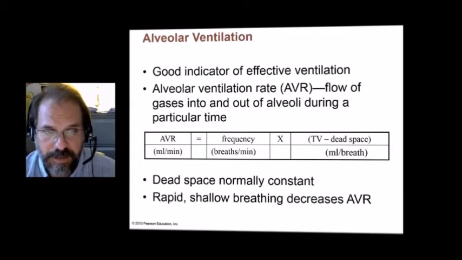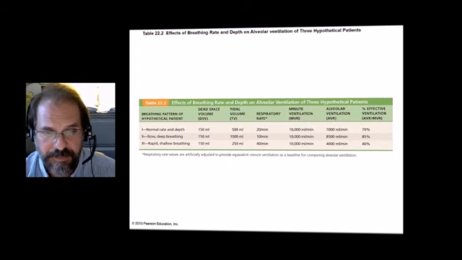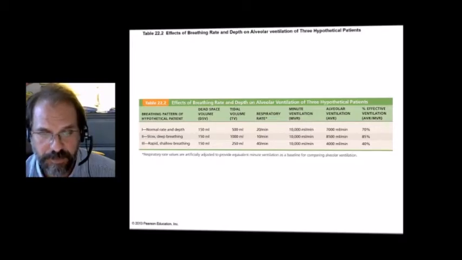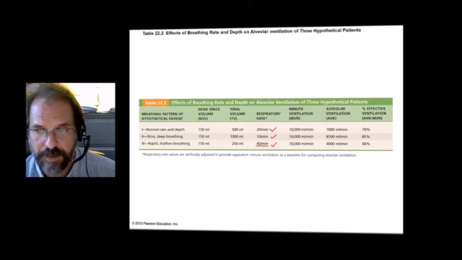Again, I'm not going to have you worry about calculating alveolar ventilation rates either, so we can skip this slide. Here it's giving you some respiratory rates you should be familiar with. Slow, deep breathing is 10 breaths per minute. Kind of normal rate and breath is 20 breaths per minute. And then rapid, shallow breathing, that'd be 40 breaths per minute. That'd be hyperventilation at that point.